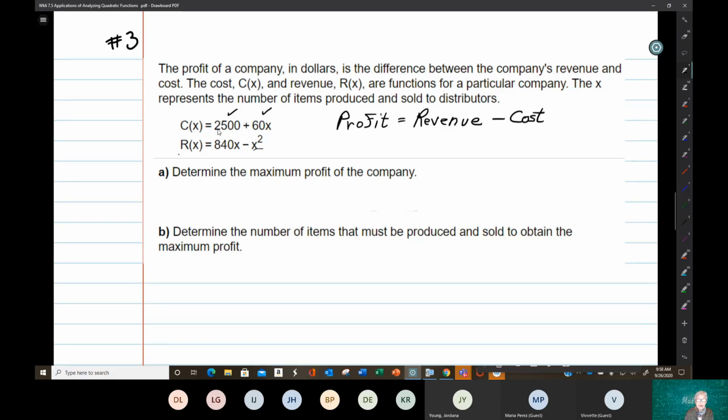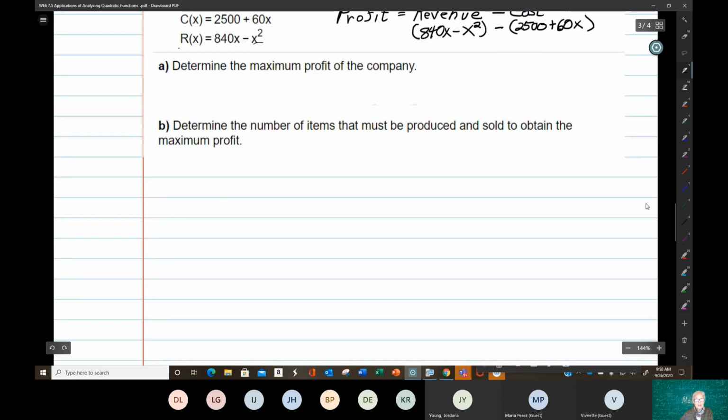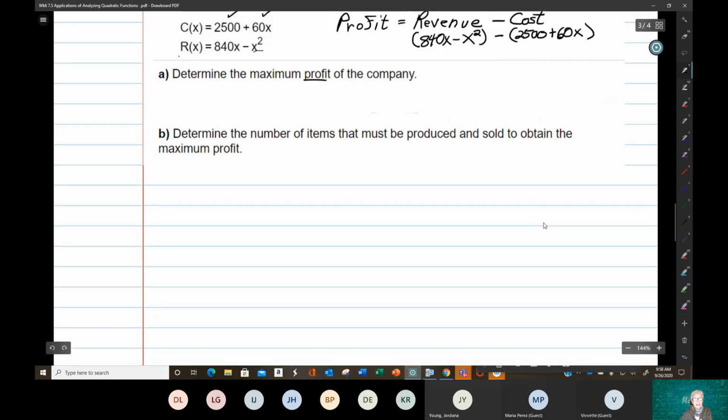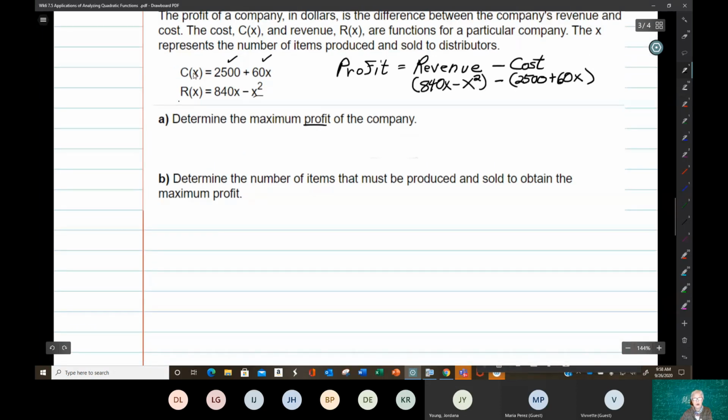Well, so we are going to take the revenue, 840x minus x squared, and subtract the cost, 2,500 plus 60x. So let's come down here and calculate that. Determine the maximum profit of the company. Well, first, we've got to figure out what the profit is. We don't know what the profit is. We've got to calculate it from revenue minus cost.